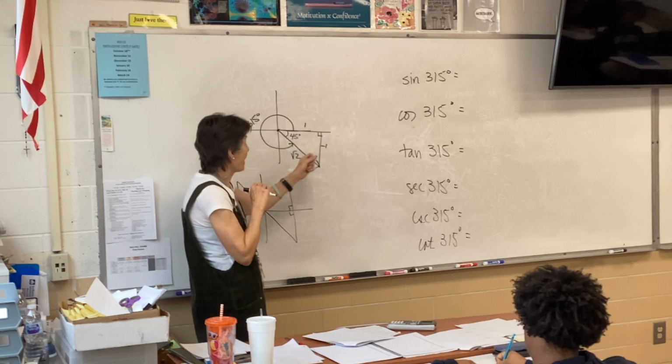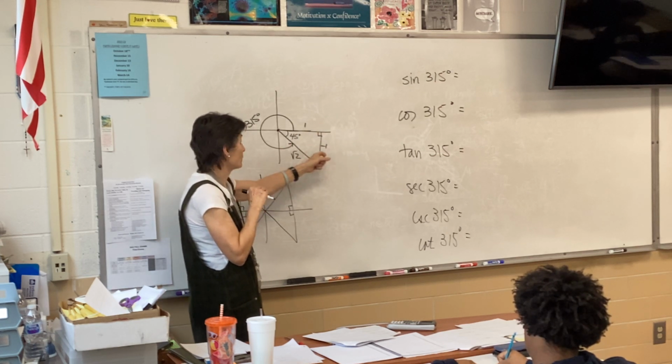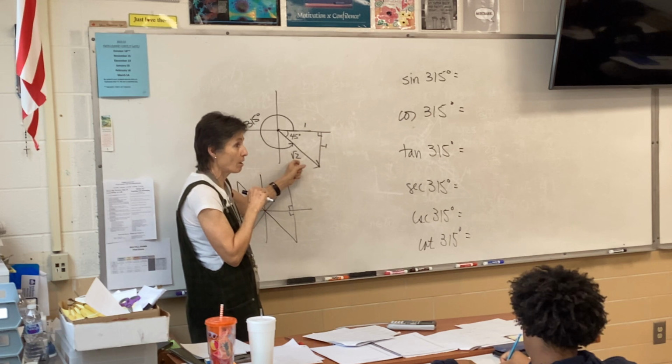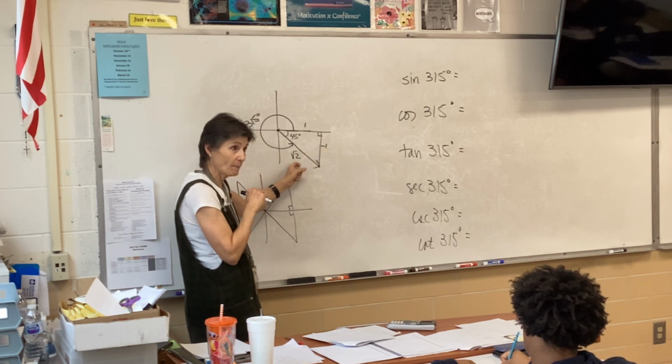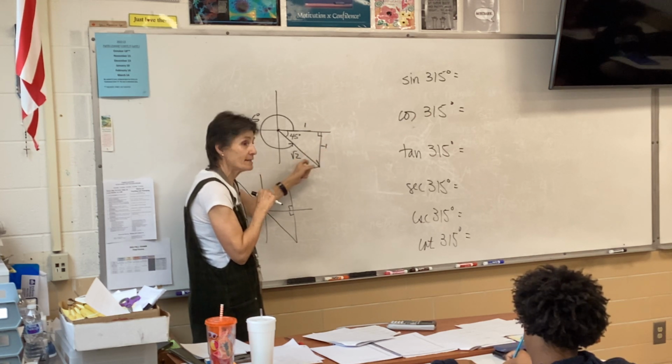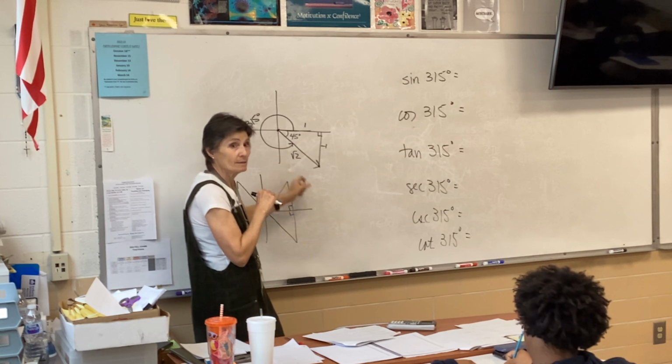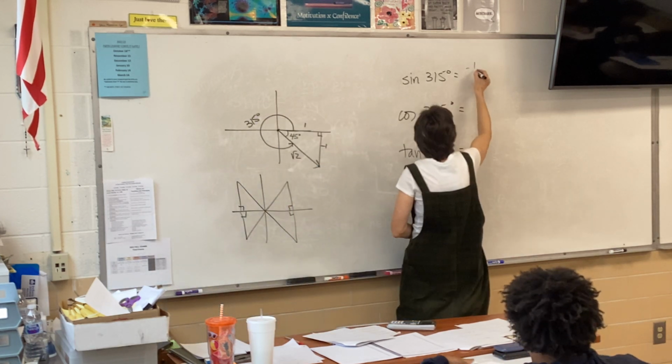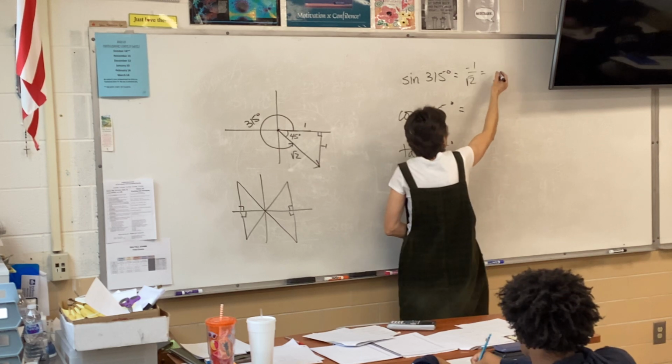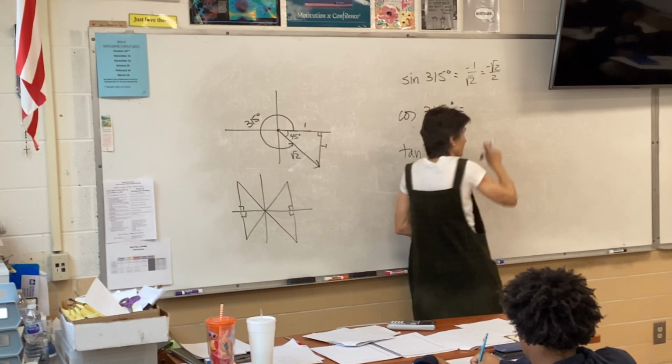What's the sine of this angle? Remember, it's y over r, or opposite over hypotenuse. So the sine is going to be -1 over root 2. Shoot, I forgot to ask him about that. So that's negative root 2 over 2. I'm going to make myself a note.